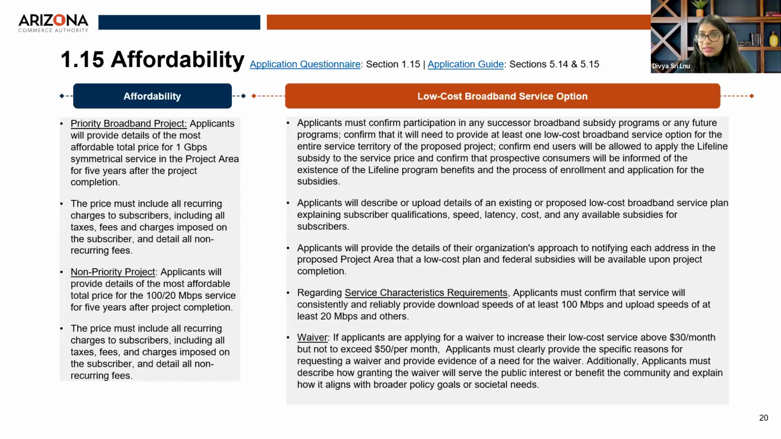And in case the applicants are not able to confirm that, then they'll have an option to indicate that they plan to apply for the waiver, but they'll also be required to include more information on how this waiver is going to benefit the public as a whole in terms of reaching the broader policy goals or societal needs. And ACA will decide accordingly.